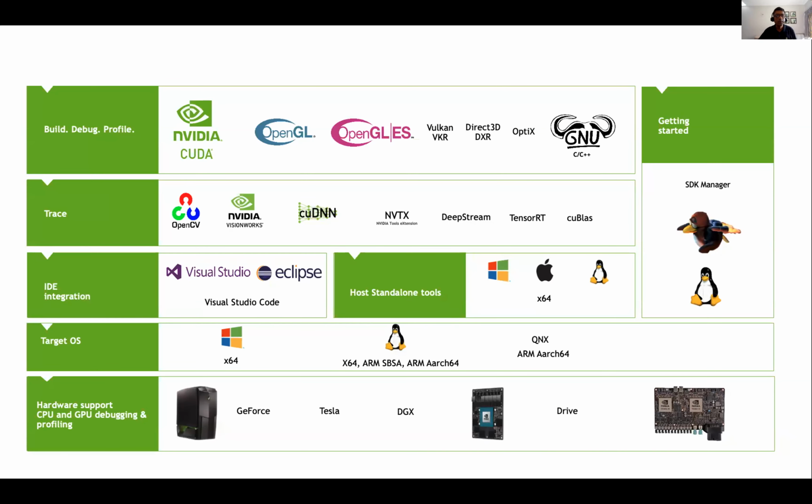Just a different view of it. All the tools support all the application frameworks and the libraries which are available and work along with CUDA. So you have CUDA, OpenGL, Vulkan, Direct3D. These are the graphics APIs. As I mentioned, Optix is for ray tracing. And the various frameworks: OpenCV, VisionWorks, cuDNN, and so on. So all these tools work across these.